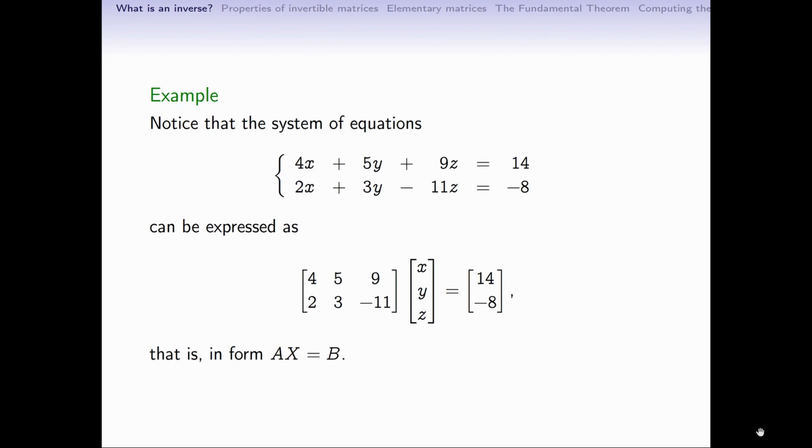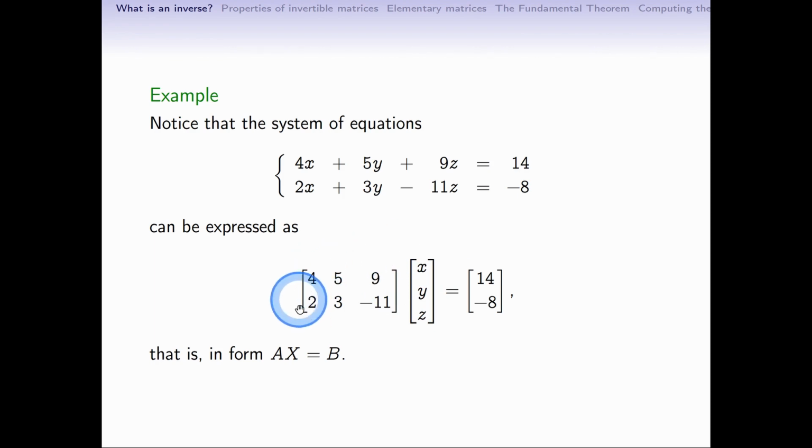So consider the system of equations that I've got shown here. This is 2 equations and 3 unknowns. And my claim is that that's equivalent to the matrix equation that's shown here. Let's just check to make sure that this makes sense. So here's a matrix which has 2 rows and 3 columns. Here's a matrix that has 3 rows and 1 column.